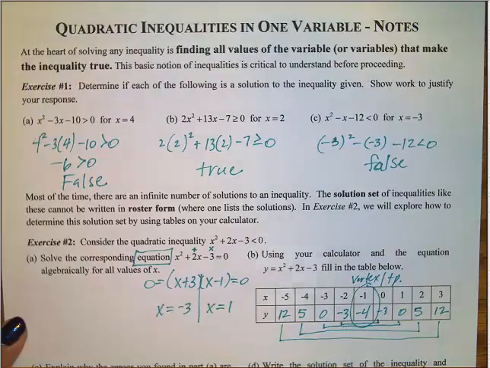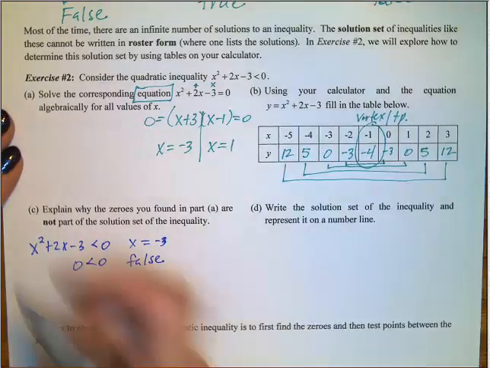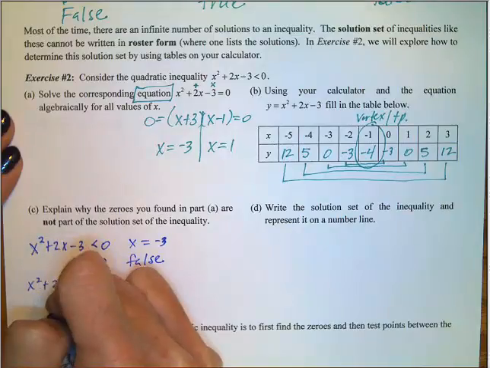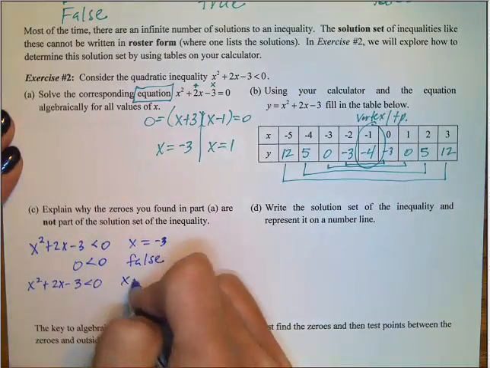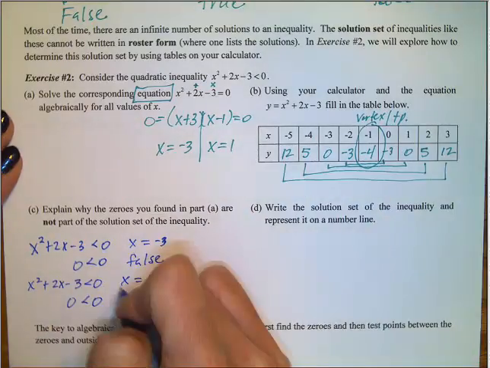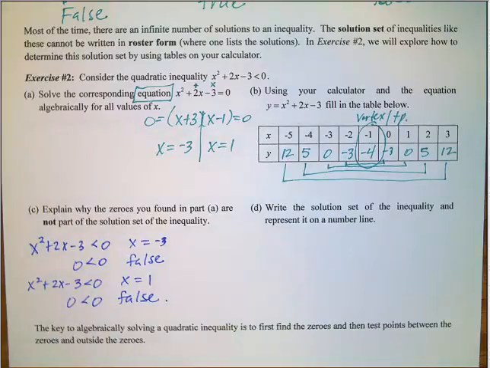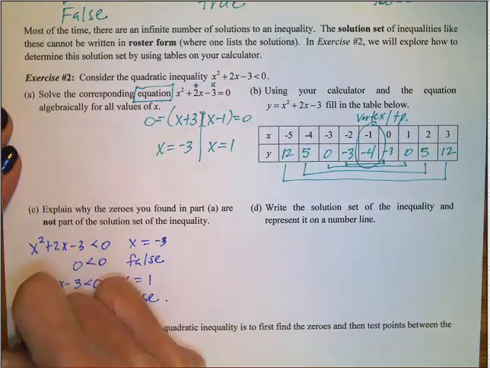I get that it is equal to 0. 0 is less than 0, which is false. So it is not part of the solution. Well, if I do the same thing, if I make x equal 1, I also get 0. And 0 is not less than 0, so they are false, because they are not less than 0.